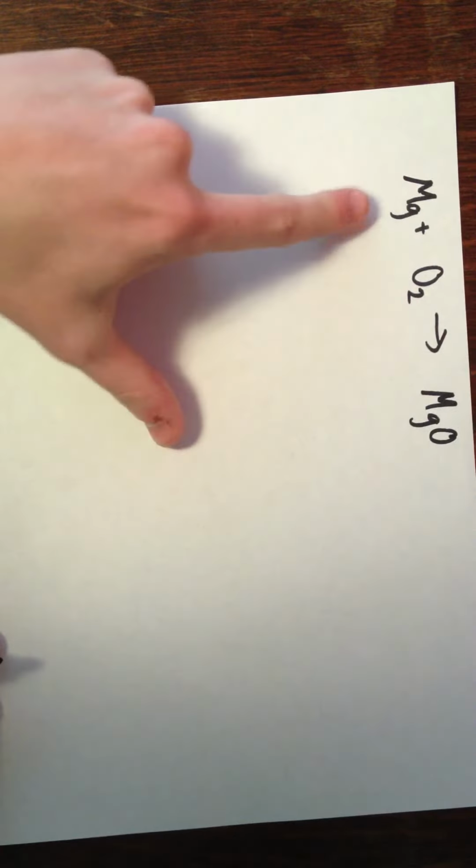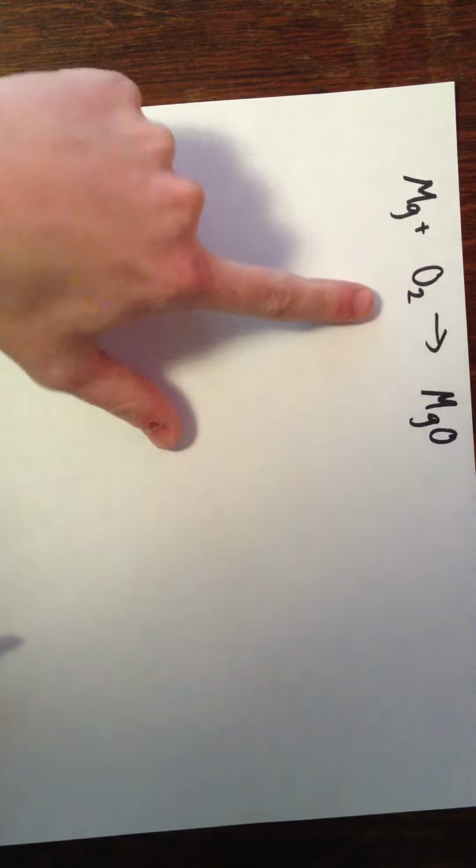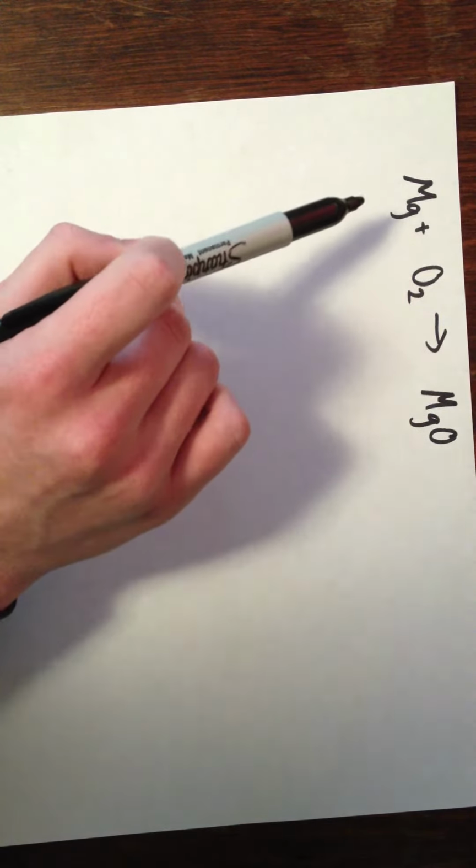Today we will be looking at limiting reactants and excess reactants, and how to find both of them, and how to figure out how much of an excess reactant you have left. So we have the equation between magnesium and oxygen, which will yield magnesium oxide, and we have to first balance the equation.